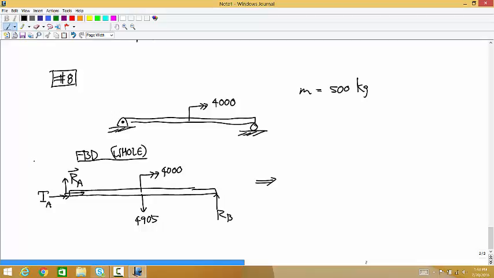And so this will tell you that RA is equal to 2452.5. And RB is equal to 2452.5. And then TA is equal to negative 4,000.